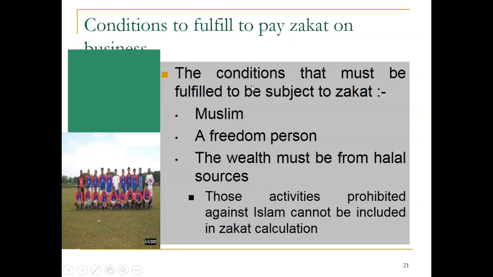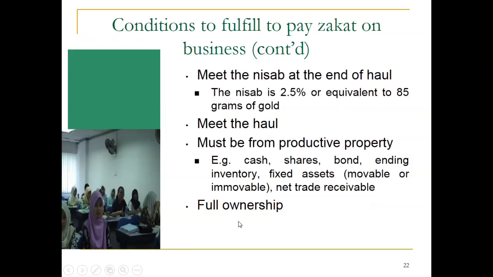to pay zakat on business, the conditions that must be fulfilled to be subjected to zakat are: Muslim, a free person. The wealth must be from halal sources. This is very important. So we cannot pay zakat from non-halal sources. And so those activities prohibited in Islam cannot be included in zakat calculation. And then it must meet the nisab at the end of hawl. So the nisab is 2.5% or equivalent to 85 grams of gold. And then it must meet the hawl, which is 1 year, must be from productive property, for example cash, shares, bonds, ending inventory, fixed assets, movable or immovable, and net trade receivables. And they must have full ownership of the wealth.